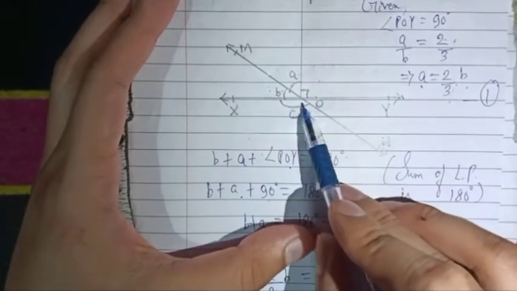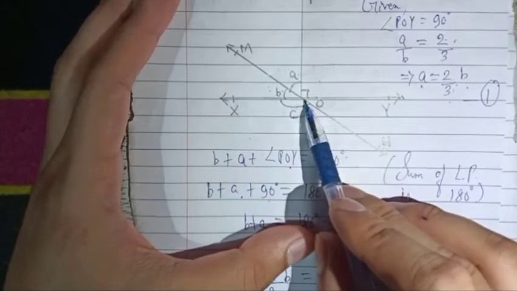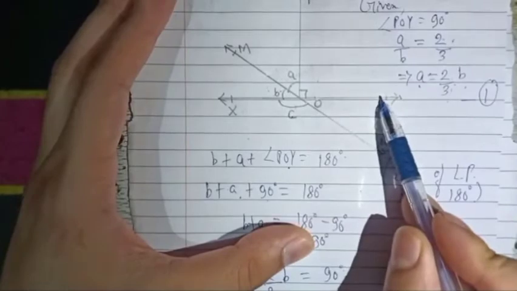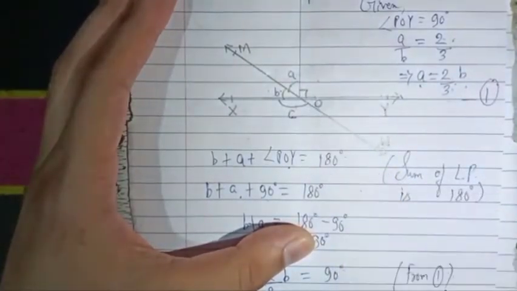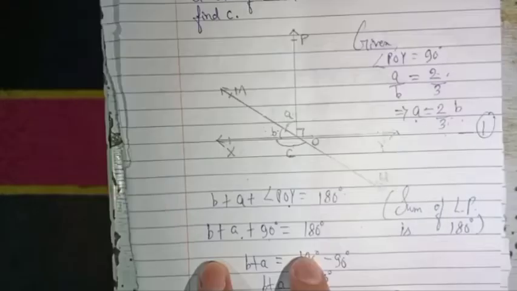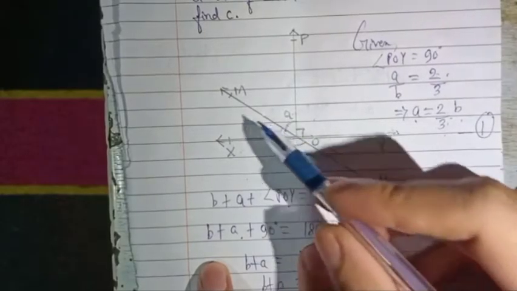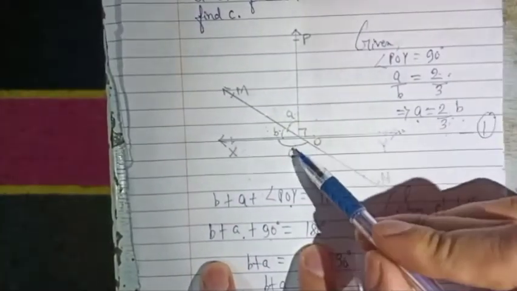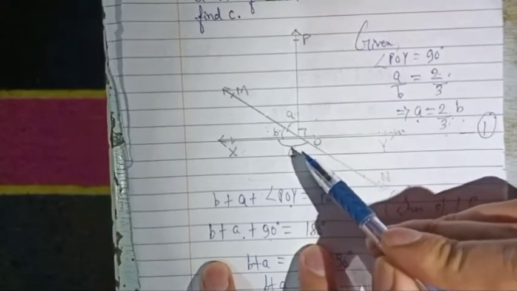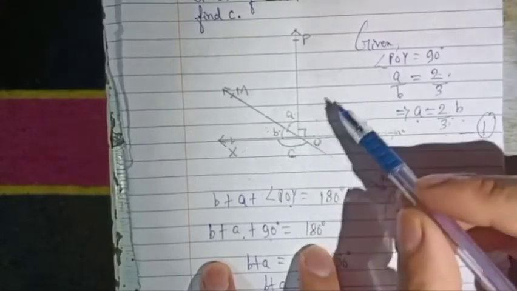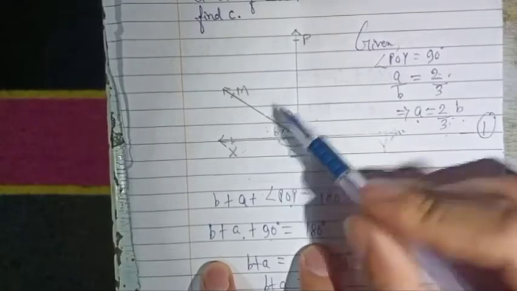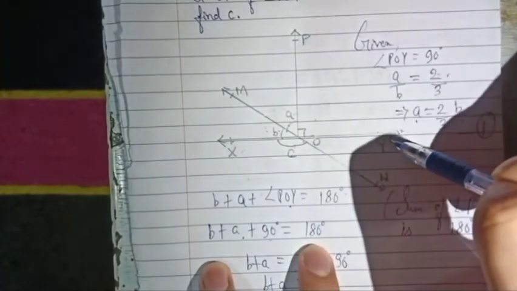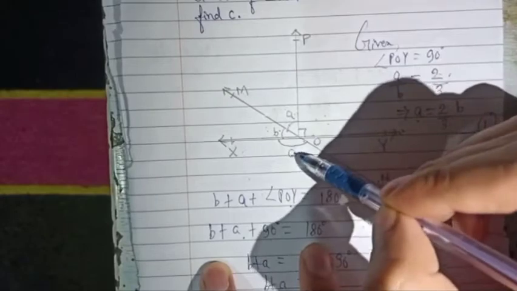Now C is the angle at the intersecting point of the lines XY. Which are the lines? Just look into the diagram. The intersecting point of XY and MN, because lines XY and MN are intersecting one another. So angle C will be equal to the vertically opposite angle, which is angle POM plus angle POY. That means A plus 90 degree will be equal to C.